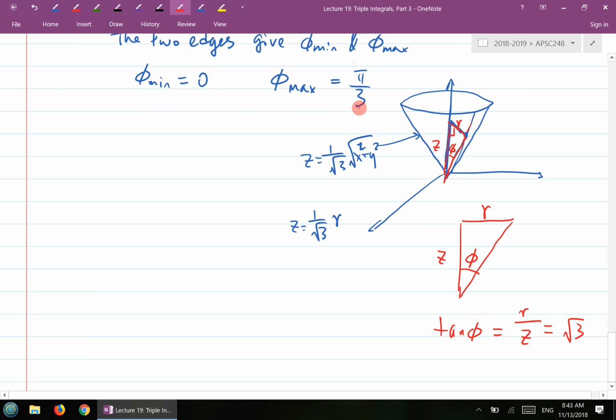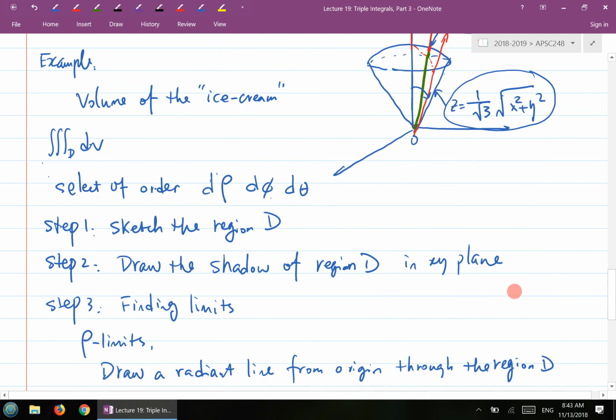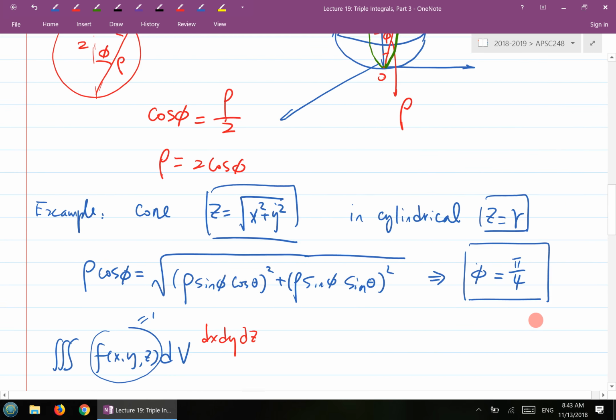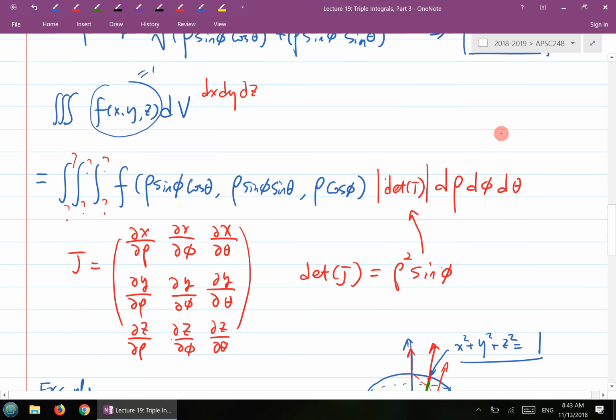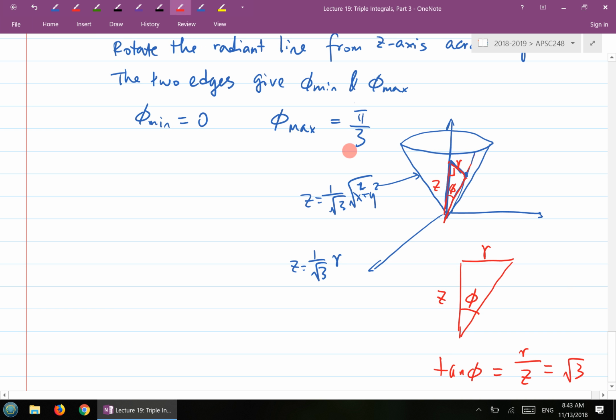Often in an exam, I don't give you very sophisticated cones in a question. There may be two cones you can remember. One cone is this one, phi equal to pi over 4. Another cone may be this one, 1 over root 3, where you get phi equal to pi over 3. So that's how you can find the phi limits. So finally, it's the theta limits.